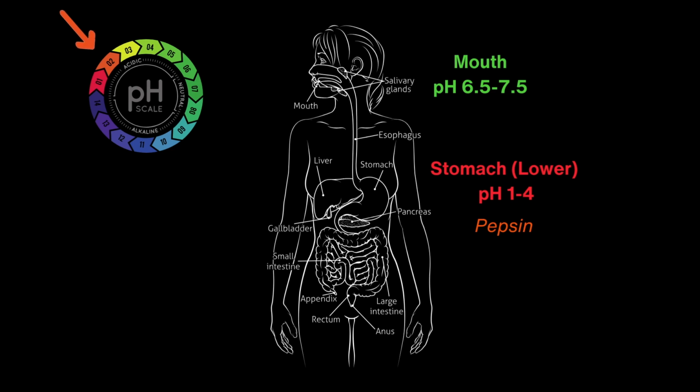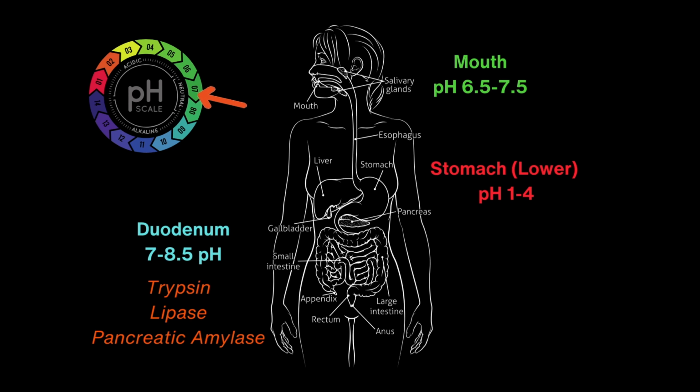If we move to the stomach, it has a more acidic pH, and that's due to the presence of hydrochloric acid. One of the enzymes in the stomach is pepsin, and that helps the breakdown of protein. Next, we move into the small intestine and look at the duodenum, the first part, and that has a higher pH. This is due to the alkaline fluid being secreted from the Brunner's glands in the submucosa of the duodenum. So it's 7 to 8.5. Lots of enzymes are present here from the pancreatic juice: trypsin, lipase, and pancreatic amylase.